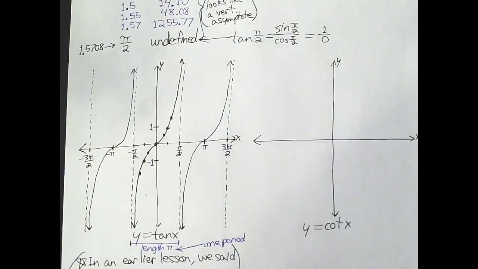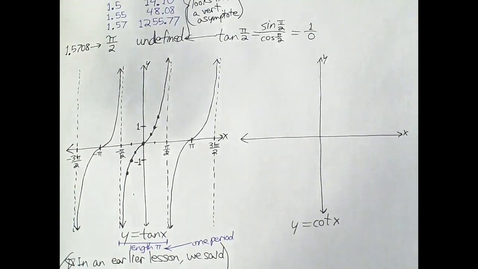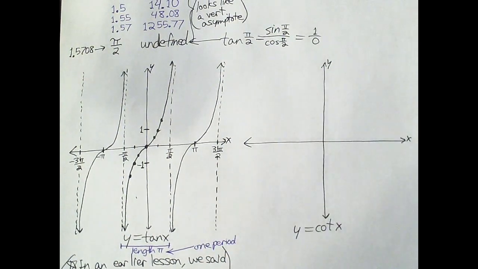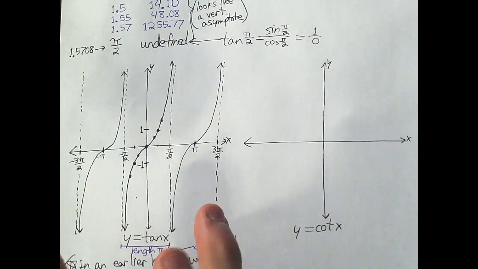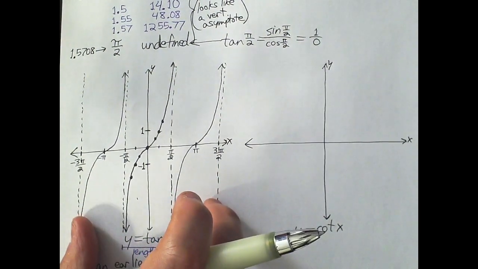Now, off to the side, I made some room for us to draw the graph of cotangent. And I think that we could go through the same process we did above. We could set up a table, find some values. We could figure out where asymptotes are. But I think for the sake of time, I'm going to just show you the graph of cotangent, because conceptually, it's very similar to what we just did.